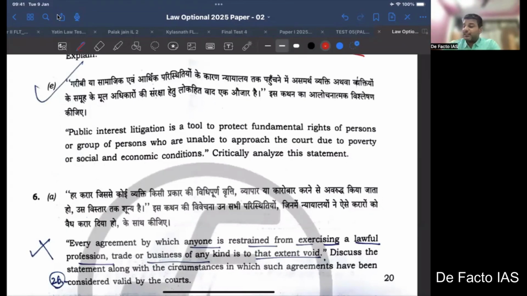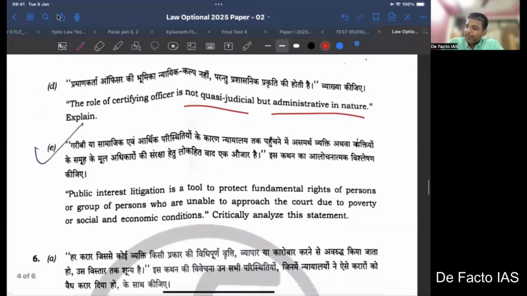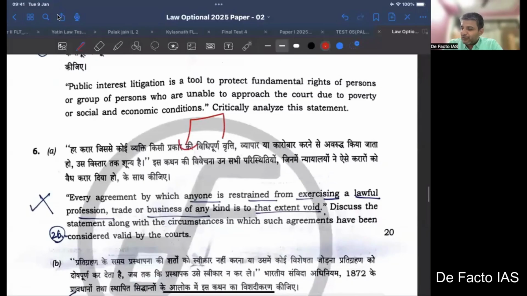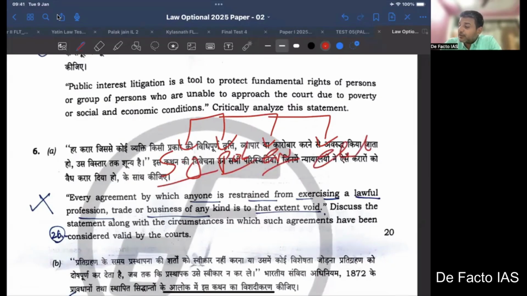Now, public interest litigation is a tool to protect the fundamental rights of persons or groups unable to approach the court due to poverty, social and economic conditions. See, I told you, every time in PIL, make 4 different areas. Social justice, then police reform, prison reform, you can say. Third is environment, and fourth is elections. And remember, at least 5 cases in each of them. And now the question comes, PIL is a tool for strengthening democracy, right? The social justice and election cases.